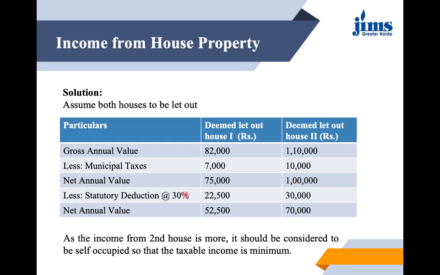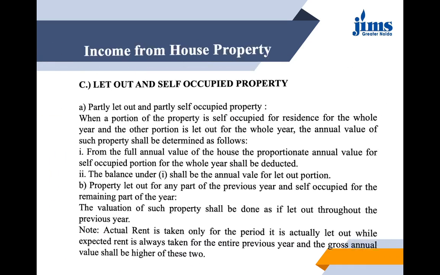And then further we are supposed to provide a standard deduction at the rate of 30%, which covers all the expenses related to tenancy and so on. So that comes out to be 22,500 here and 30,000 in this case, that is 30% of 1 lakh rupees. And finally we are able to obtain the NAV. So in this case, obviously the second house is giving you more income, of rupees 70,000, so more tax would be payable. Because the income from house 2 is more, it should be considered to be self-occupied so that the taxable income would be minimum. The person is supposed to pay less tax in that case.